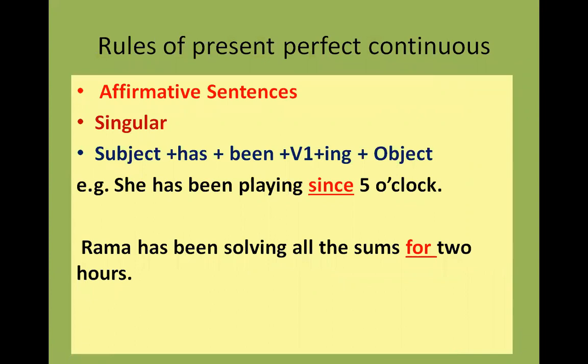So form of present perfect continuous. In affirmative sentences, singular, we use subject, then has, then been, then V1 plus ing plus object. So she has been playing since 5 o'clock. That means she started playing at 5 o'clock and is still playing. Rama has been solving all the sums for 2 hours. Rama has been solving all the sums for the last 2 hours. So that way you have to use this tense.